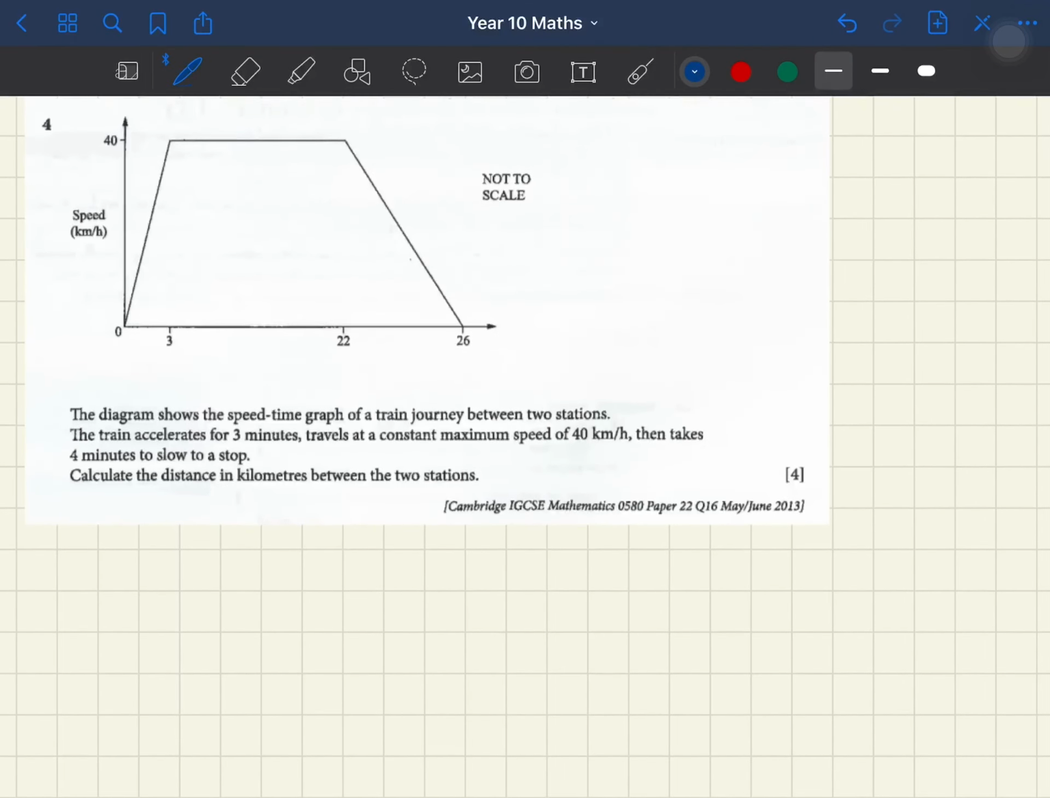Here we have a diagram. The diagram shows the speed-time graph of a train journey between two stations. The train accelerates for 3 minutes, travels at a constant maximum speed of 40 kilometers per hour, then takes 4 minutes to slow to a stop. Calculate the distance in kilometers between the two stations. So again, distance equals area under the graph.